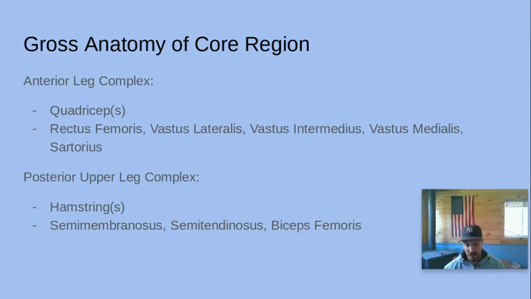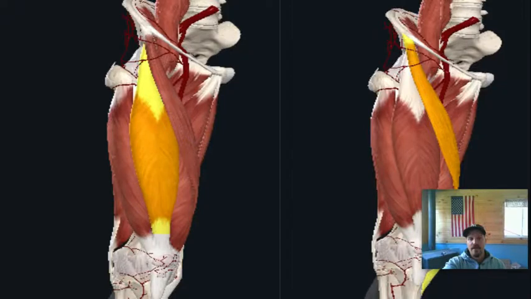the quadricep group. Those are the muscle names: the rectus femoris, vastus lateralis, vastus intermedialis, vastus medialis, and sartorius. Opposite of that, we have our posterior leg complex, which is the hamstring muscle group that many of you are familiar with. So here we have our rectus femoris muscle. It does hip flexion, knee extension.